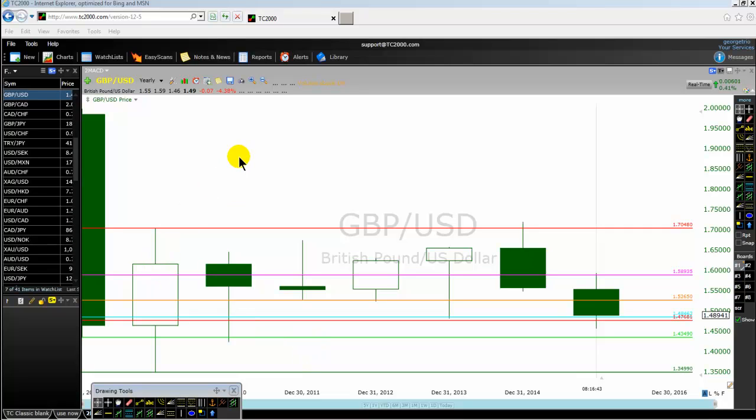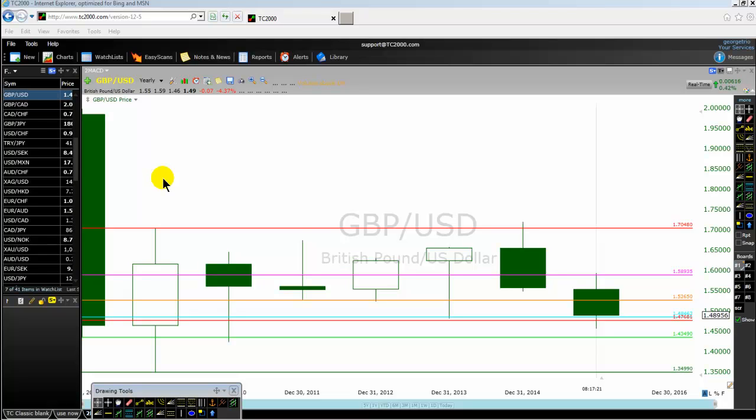So the number one time frame that I use for my key levels is the yearly chart. In fact, if I cannot see the yearly chart, it's like I'm missing something very important. I want to see the yearly chart. The trading software that I'm using here is TC2000, Tango, Charlie, 2000. So I can see the yearly chart, very, very important.